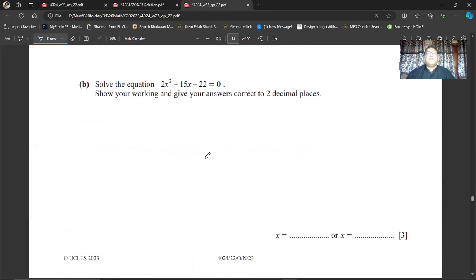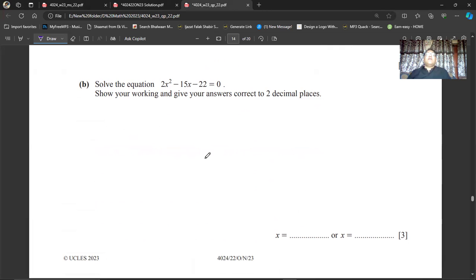Question number 8 is B part. It's a 3 marks question. He says solve this equation, 2x squared minus 15x minus 22 equals 0. We have to solve it. Show your working and give your answer correct to 2 decimal places. So it's a 3 marks question, and here you will apply the quadratic formula.